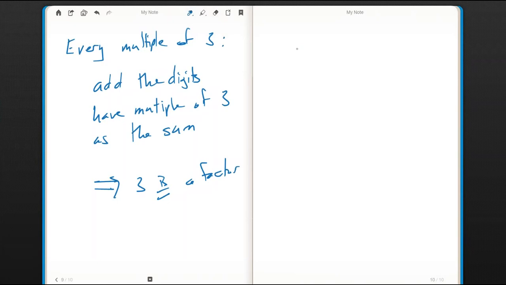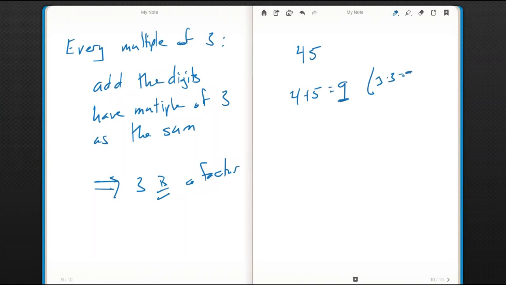In other words, 3 goes into it evenly. So for example, looking at the number 45, we want to know, is 3 a factor? 4 plus 5 is 9. 9 is a multiple of 3. 3 times 3 is 9. So that tells me, yes, 3 is a factor.